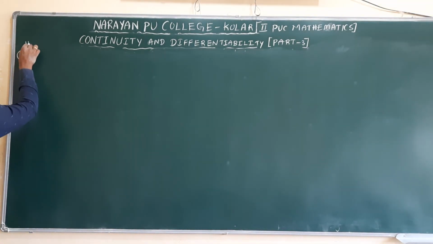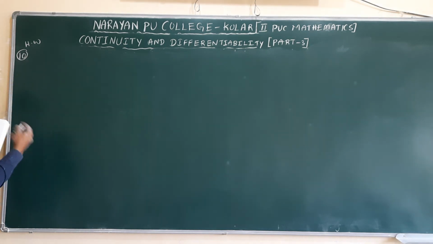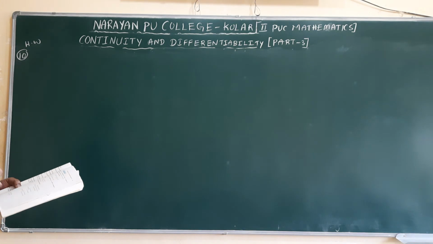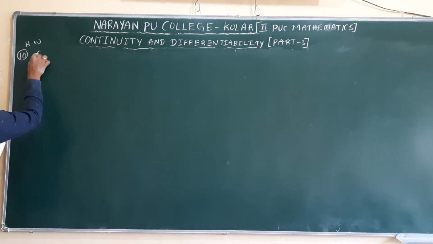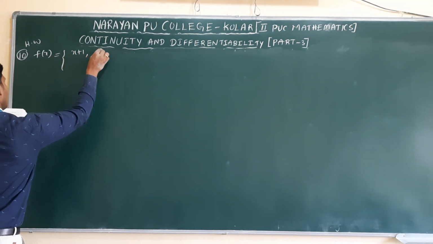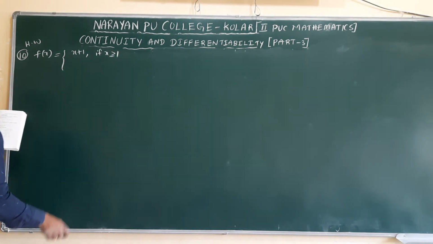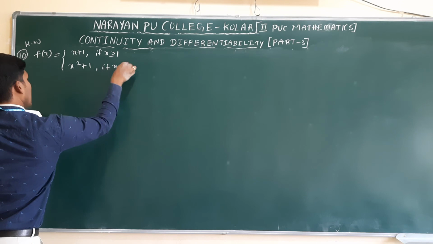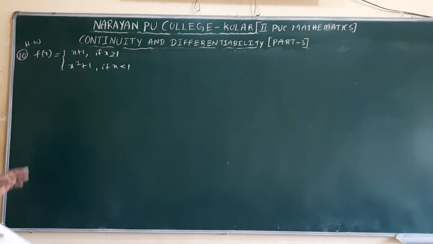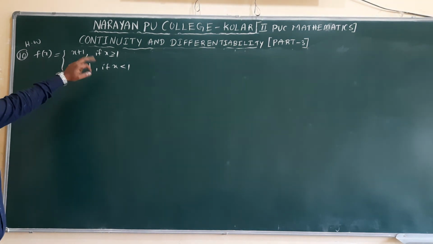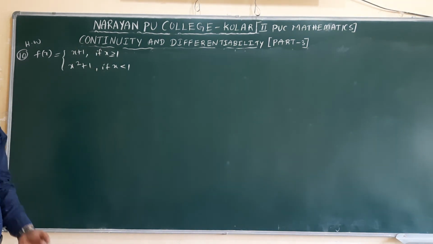Next, the 10th question and 11th question I will give as homework. Reason, same model: verifying less than a value, greater than a value, and at the point. f of x equal to, a set of functions: x plus 1 if x is greater than or equal to 1, x square plus 1 if x is less than 1. Same case 1, x equal to a, that is less than 1. Case 2, x equal to a, that is greater than 1. And finally at x equal to 1.